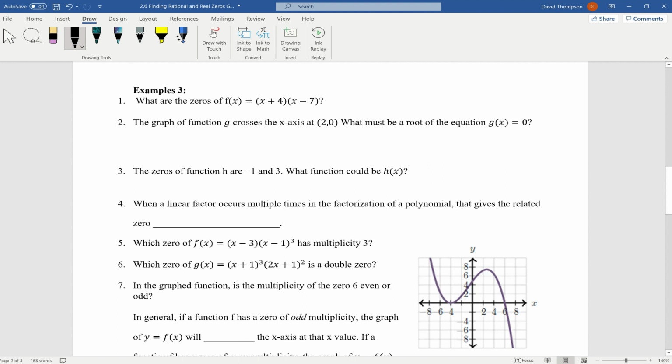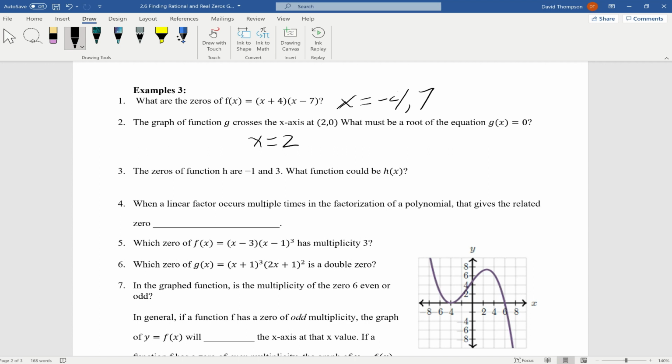Example 3. There are several questions involved. First question, what are the zeros of f of x equals x plus 4, x minus 7? So our zeros are going to be x equals -4, 7. We just changed the signs. Number 2. The graph of function g crosses the x-axis at 2, 0. What must be a root of the equation g of x equals 0? So our root must be x equals 2, and we're done.